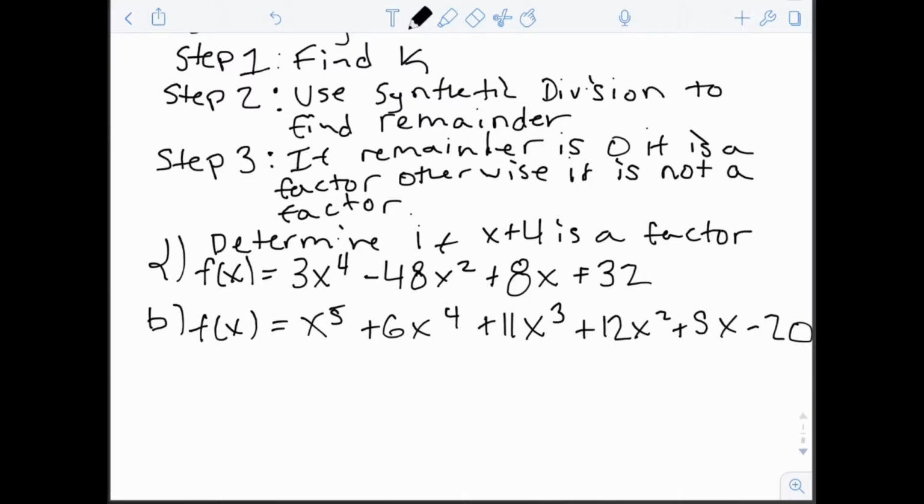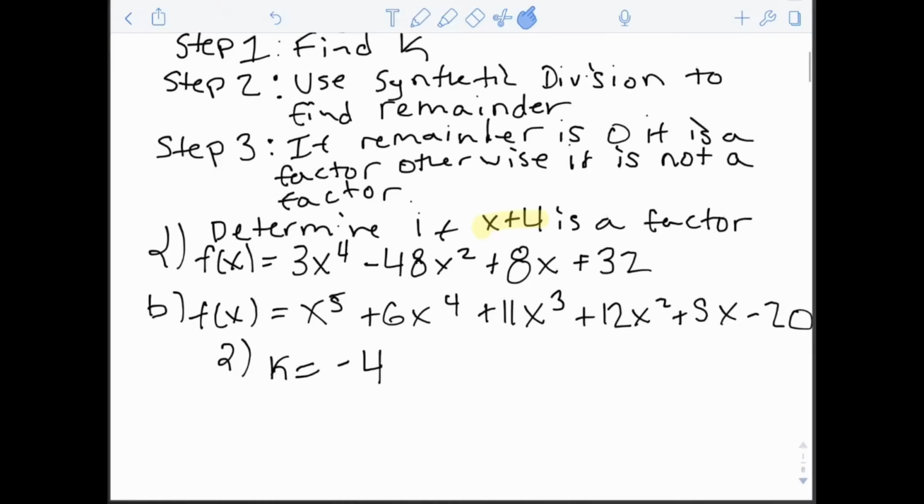Let's go ahead and set up part A. So again, our step number 1 is figure out what our k is. So for part A, we know our k is going to be equal to, and in this specific problem, they gave us x plus 4. So we want to take the opposite sign. The opposite sign of a positive 4 is going to get me a negative 4. So we know what our k is.